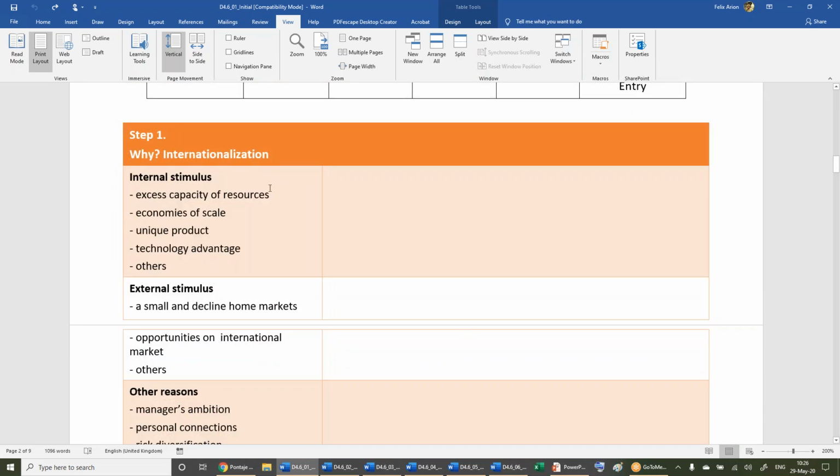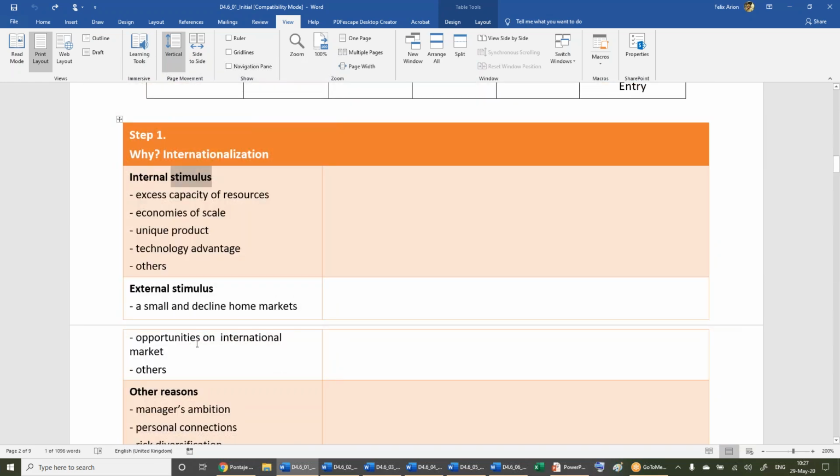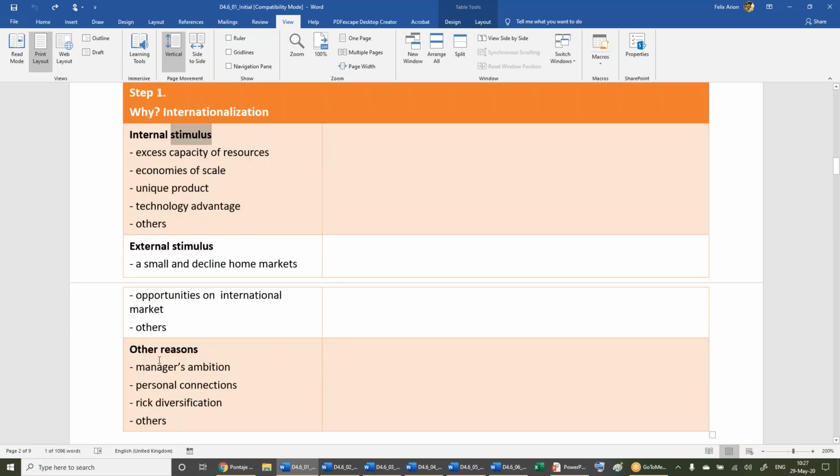So the first step is quite easy. It's just a question of why you as a company are interested to go outside. It could be internal stimulus, external, or other reasons like very subjective ones. So you are a very ambitious manager and you want to go outside, or you have a very good connection in another country, or something like that, and you want to take advantage of this opportunity. But generally, of course, this is subjective.